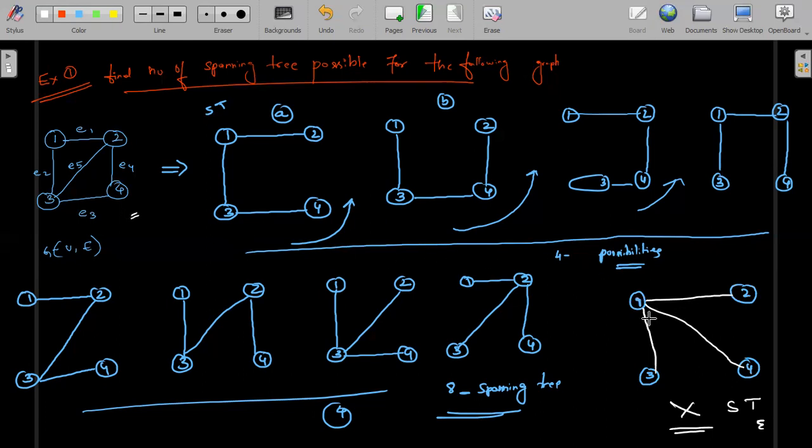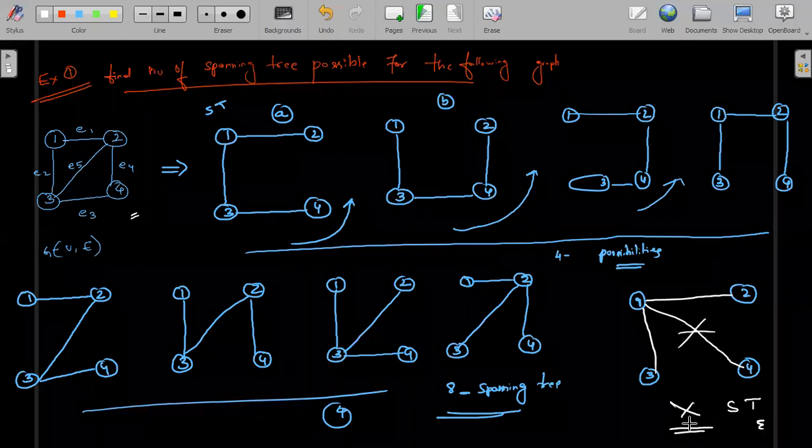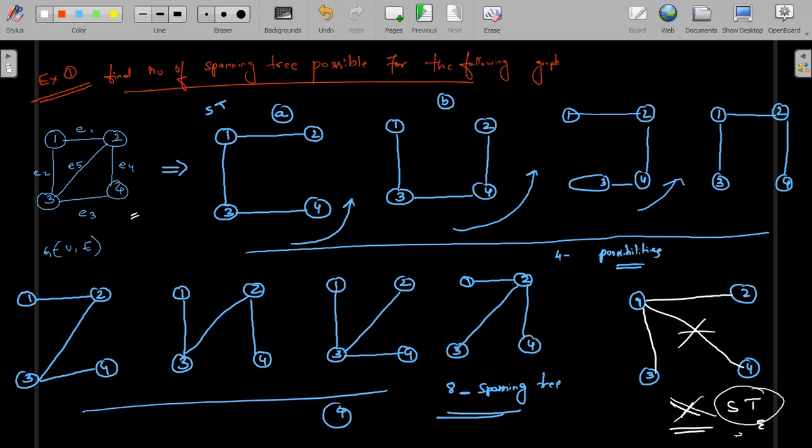Observe this diagram. 1 to 2, okay, no problem. 1 to 3, no problem. But 1 to 4, is there any edge? No edge. This edge is not available. That's fine. It is not a spanning tree.